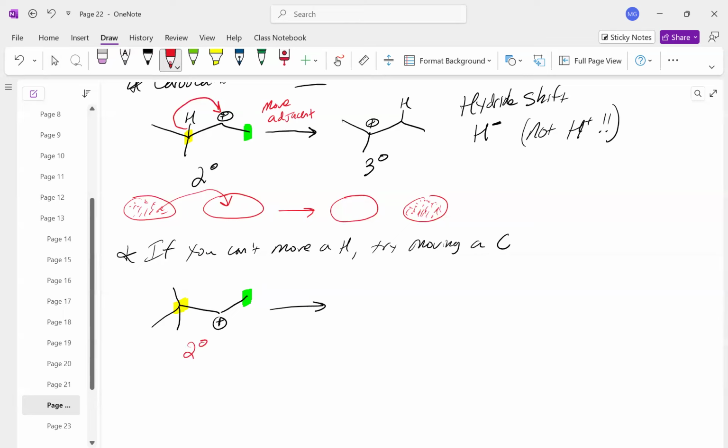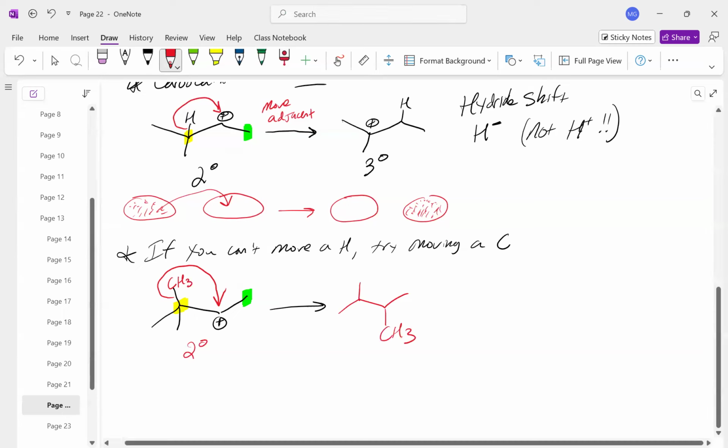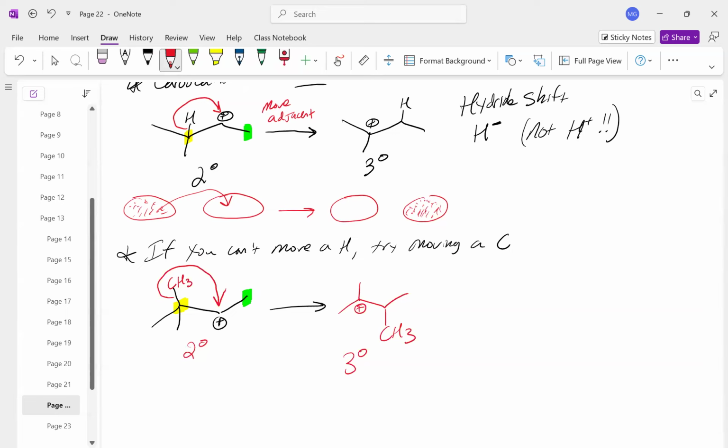So that's what's going to happen. Notice on that yellow carbon, there are no hydrogens. So if I can't move a hydrogen, I can move a carbon. So I'll draw in the methyl group there specifically. I'm going to take that methyl group with its electrons and move it over one carbon. And so now I'll draw in the CH3 specifically. Now I have a tertiary carbocation, something that is more stable than secondary.